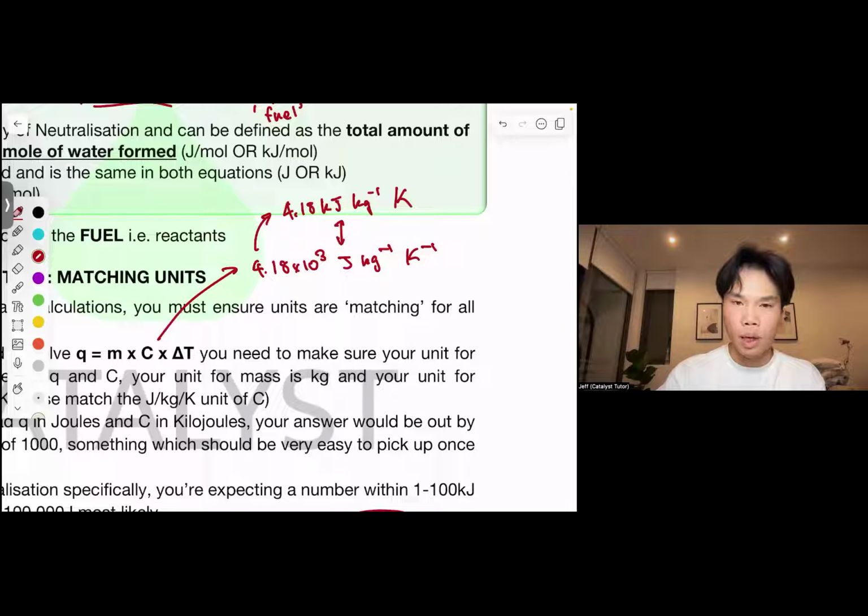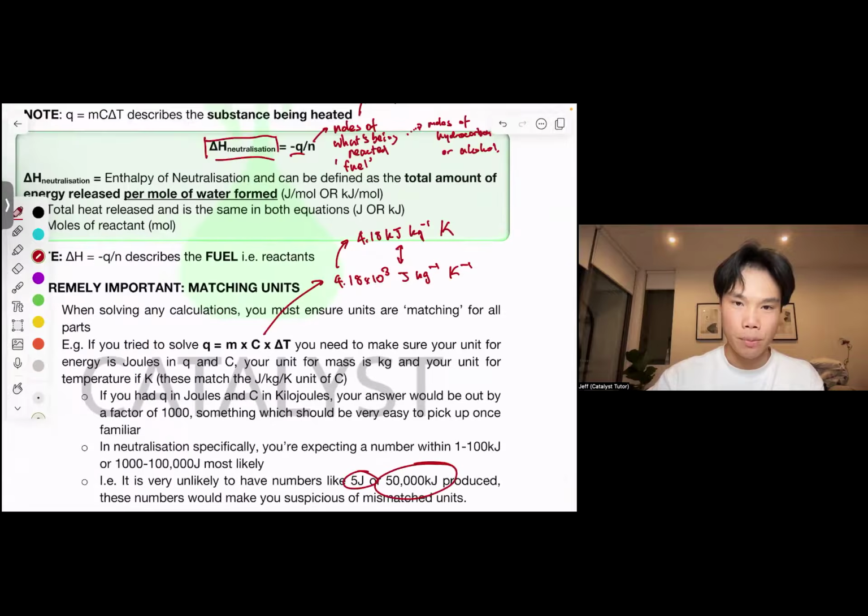A lot of people will blindly use 4.18, and sometimes it fixes itself, sometimes it doesn't. That's where you have silly mistakes, but it's not really a silly mistake. You just haven't done it correctly. Make sure you match your units. Very important.